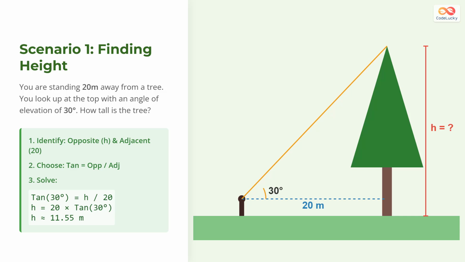Let's look at a classic example. You are standing 20 meters away from a tree, looking up at the top with an angle of 30 degrees. To find the height, we identify that we have the adjacent side and need the opposite side. Therefore, we use the tangent ratio. Calculating 20 multiplied by the tangent of 30 degrees gives us a height of approximately 11.55 meters.